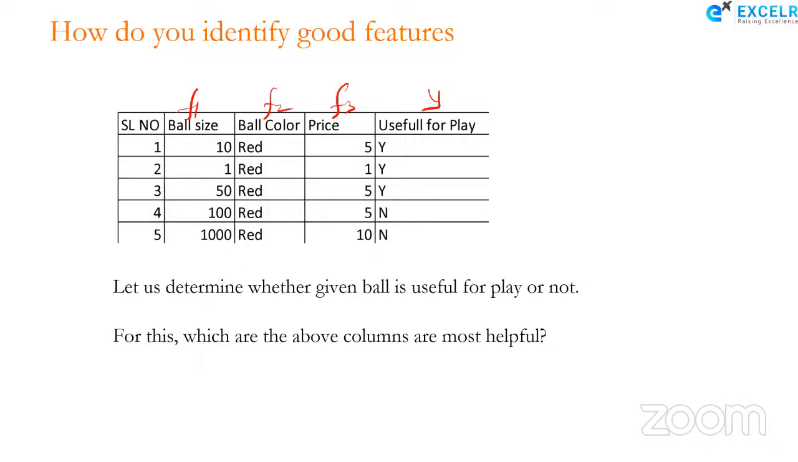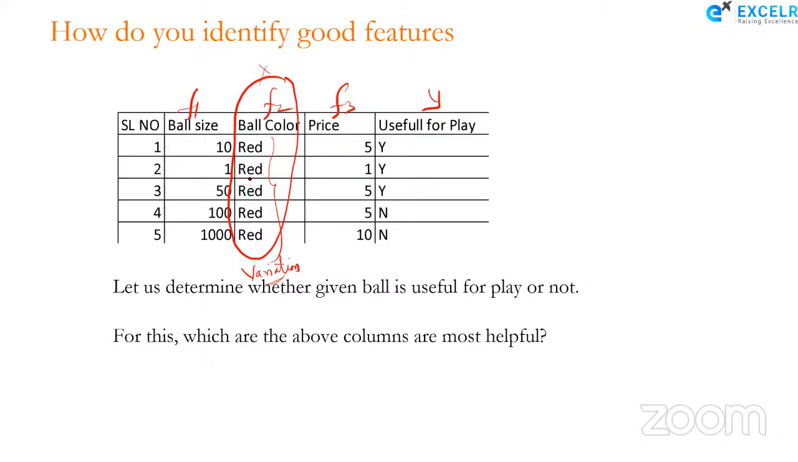Now tell me, at which value... ball size. Why not ball color, guys? Why can't I take feature 2, ball color, as my root node? Yes, because it is the same value. All values are the same in the ball color, right? So unless you have variation in your feature, it is not useful to take as the root node. This feature can never be your decision making criteria because it is the same.